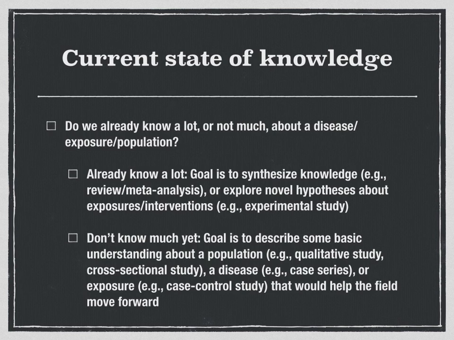On the other hand, if we don't know that much yet about the topic, your goal may be to describe a population, a disease, or exposure just to give the scientific community some basic understanding. In this case, you can use qualitative studies to describe how a group of people think about exposures or diseases, or perhaps use a case series approach to describe the symptoms of a new disease, or perhaps use a case control study to explore possible culprit exposures for a disease. The move here is to build up enough foundational knowledge so that you or other researchers can design more in-depth studies in the future.